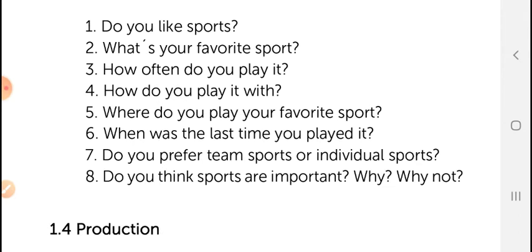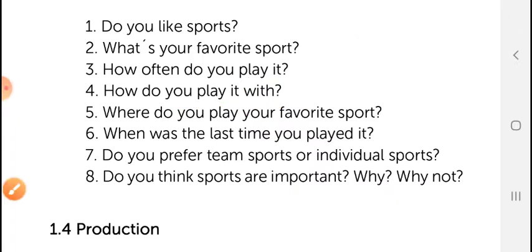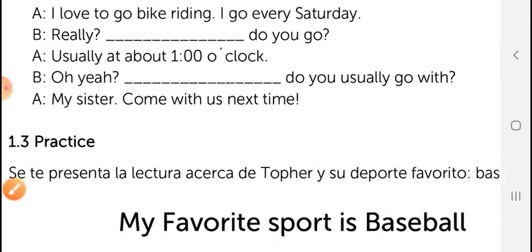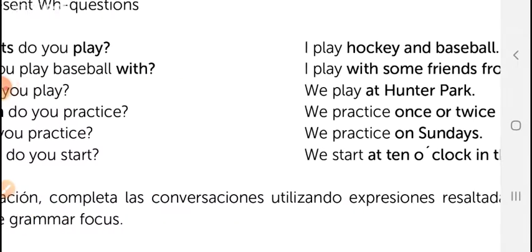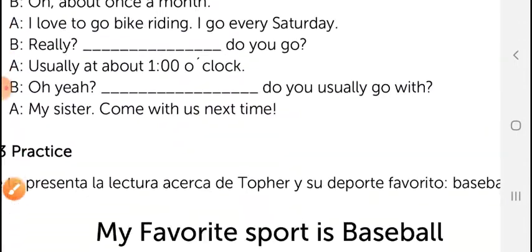Number 4. How do you play it with? With means con quién, ¿ok? With means con quién. So, I play with, así como está en el example, ¿sí? I play with, and whoever person you play the sport with, okay?